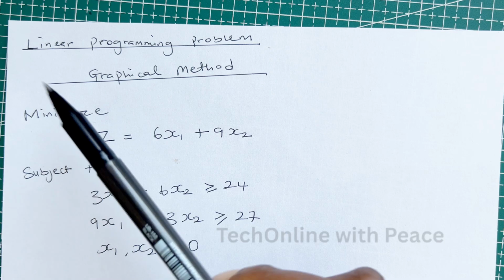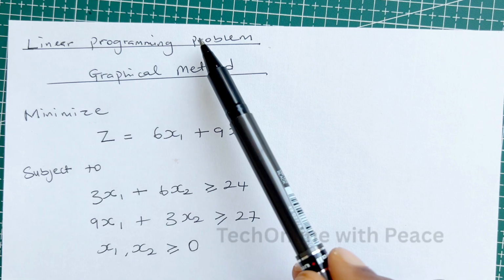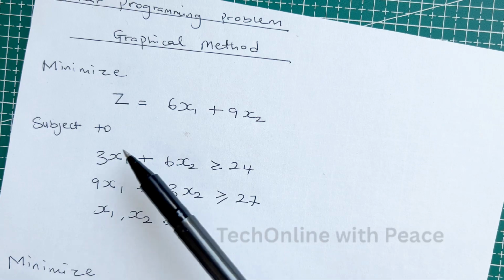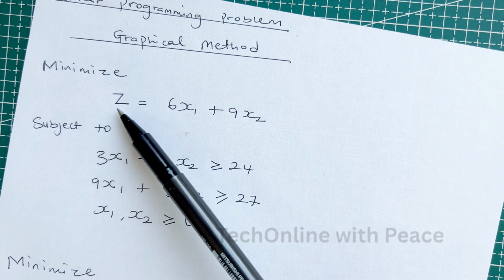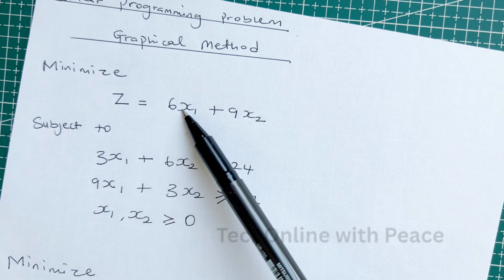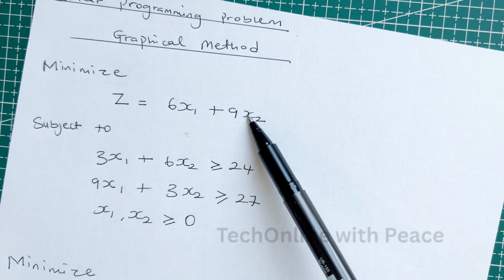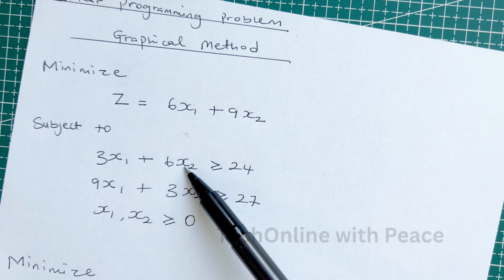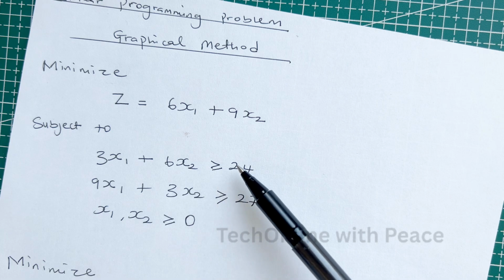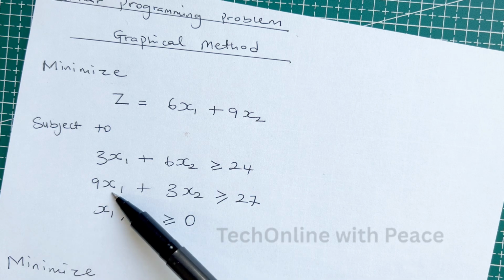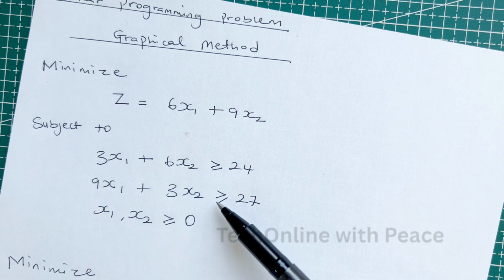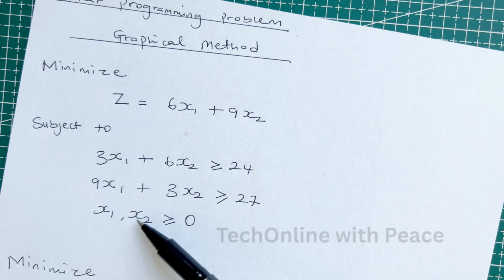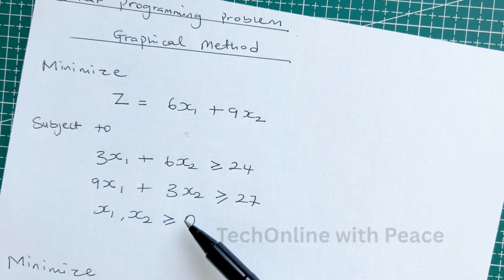In this video, I'm going to explain linear programming problem using graphical method. This is a minimization problem. Minimize z equal to 6x1 plus 9x2, subject to 3x1 plus 6x2 greater than or equal to 24, 9x1 plus 3x2 greater than or equal to 27, where x1 and x2 are greater than 0.